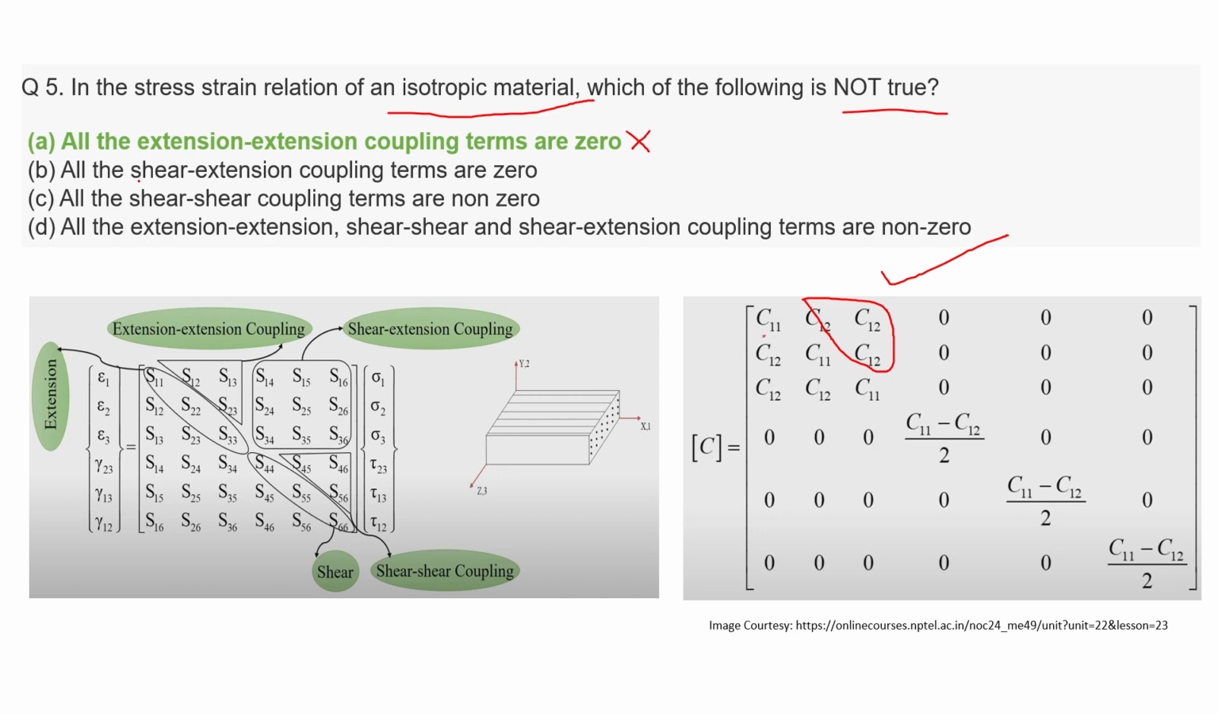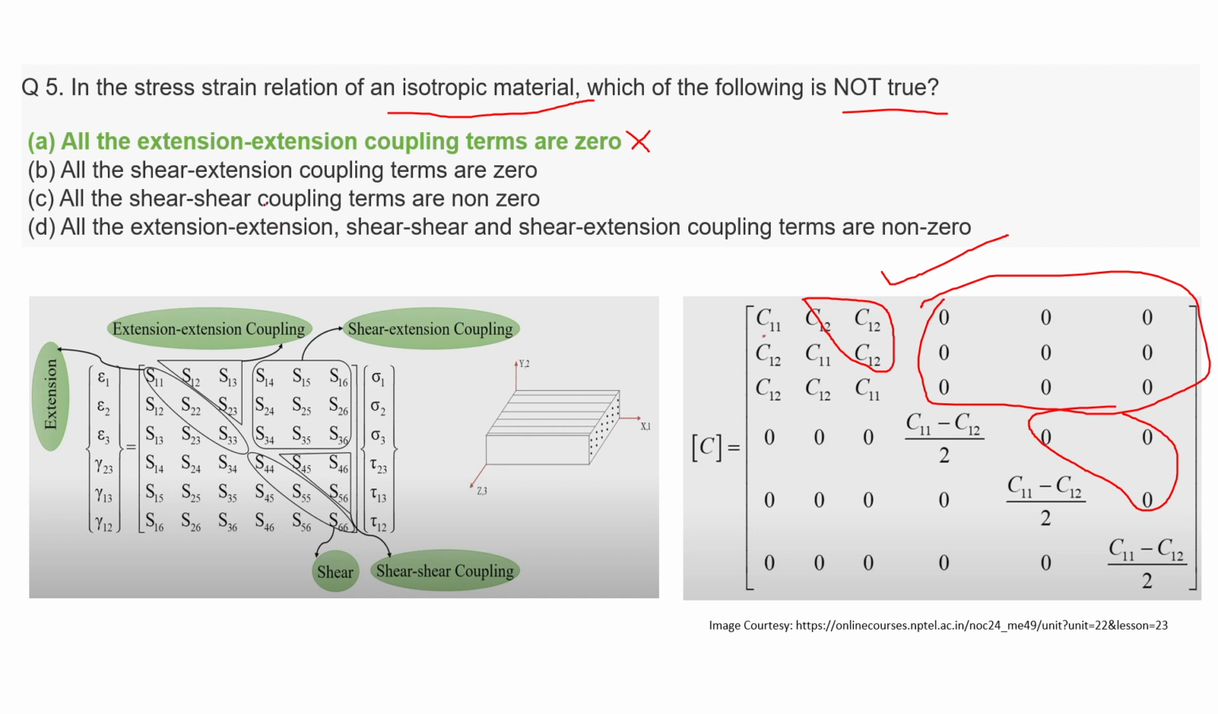Next is that all the shear extension coupling terms are 0. So the shear extension coupling terms are these ones, and these ones are 0. Shear coupling terms are non-zero. So these are the shear coupling, and these are also 0. So this is also not correct.